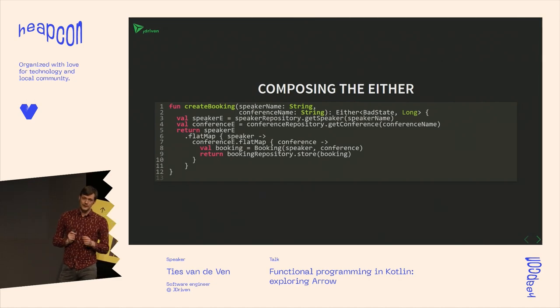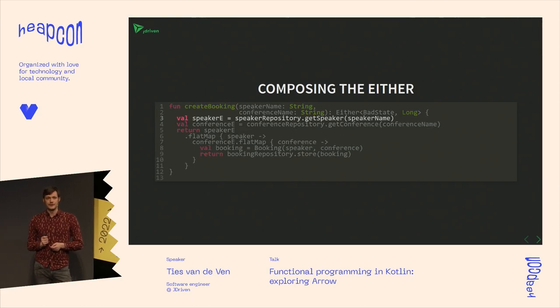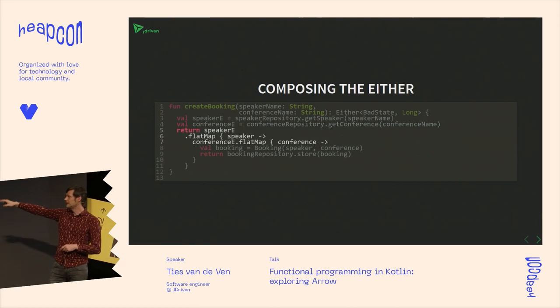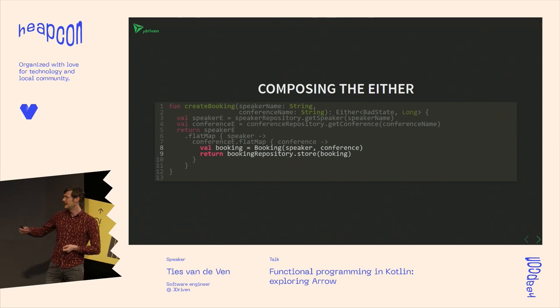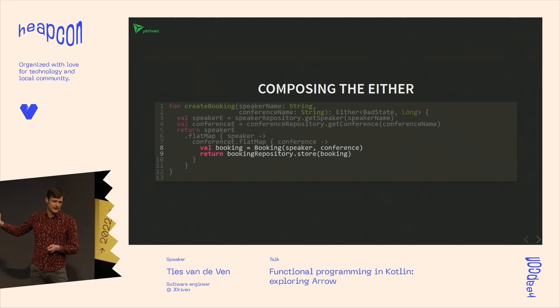The only downside, because everything in engineering is a trade-off, is our service, where we need to do some flatMap magic because our repositories return Eithers, not values. So in order to create a booking, we need to do this flatMap magic to create the booking and store it. And well, here it would still say it's relatively readable, but this can get quite bothersome.